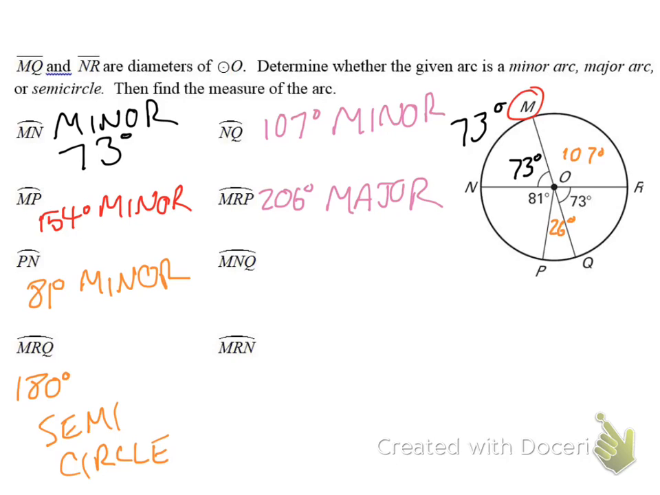MNQ, 73 plus 81 plus 26. And I'm doing my calculator work over here actually, and that actually equals 180. So if I'm looking at MNQ, and actually I should have known that because MQ is the diameter, so it's going to cut it in half. So that's going to be 180 degrees, and that is a semicircle.